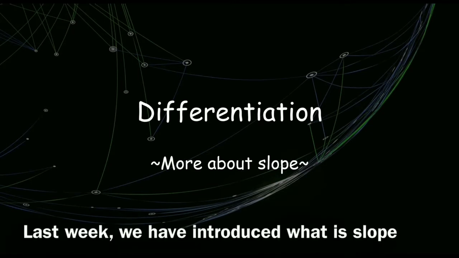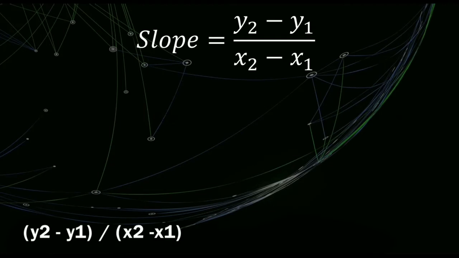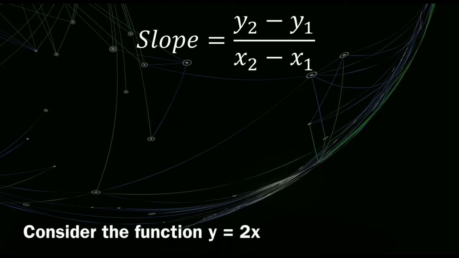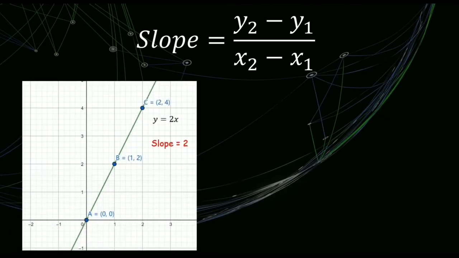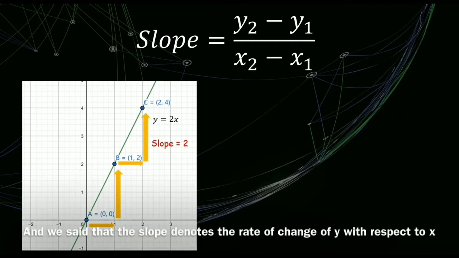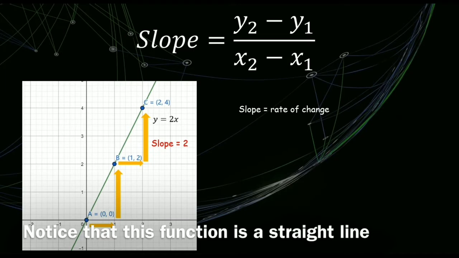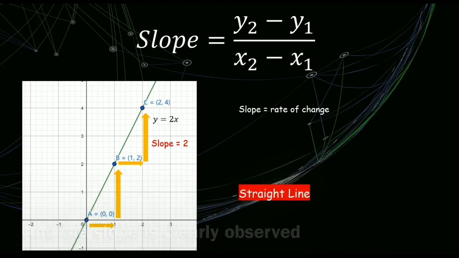Last week, we have introduced what is slope. By definition, slope is equal to y2 minus y1 over x2 minus x1. Consider the function y equals 2x, which has a slope of 2. For each unit of x increase, y increases by 2 units. And we said that the slope denotes the rate of change of y with respect to x. Notice that this function is a straight line, and the slope is clearly observed.